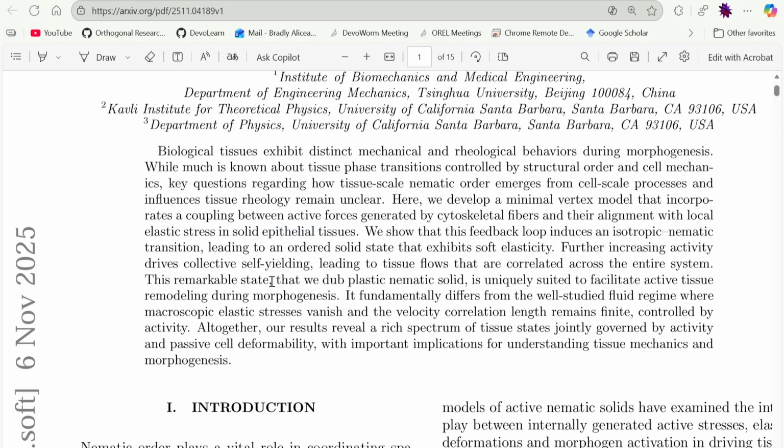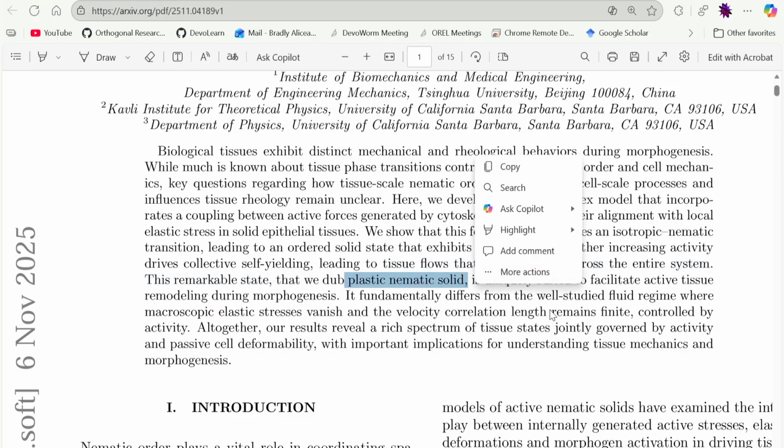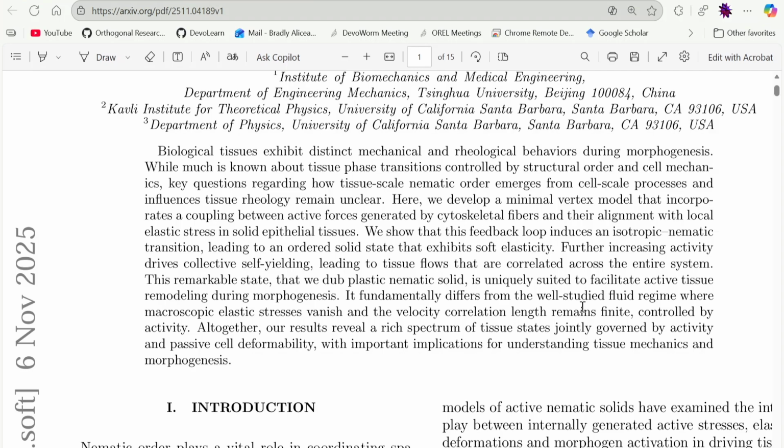And then this remarkable state that we dub plastic nematic solid is uniquely suited to facilitate active tissue remodeling during morphogenesis. It fundamentally differs from the well-studied fluid regime, where macroscopic elastic stresses vanish, and the velocity correlation length remains finite, controlled by activity. Altogether, our results reveal a rich spectrum of tissue states, jointly governed by activity and passive cell deformability, with important implications for understanding tissue mechanics and morphogenesis.